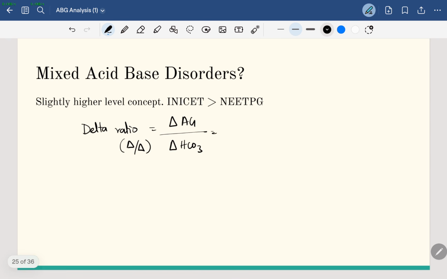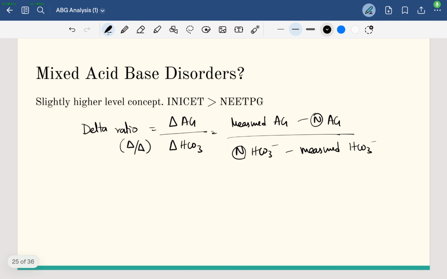Or if I were to expand this, this would be measured anion gap minus normal anion gap divided by normal bicarb minus measured bicarb. So you're just comparing the change in anion gap with the change in bicarb. So what does this ratio tell you? The normal ratio is between 0.8 to 2. So if it's within this normal ratio, you can assume it is a pure HAGMA.